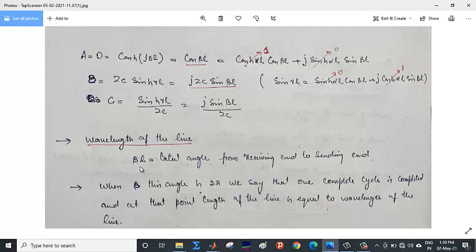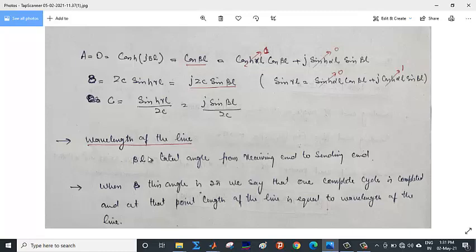So if this L increases in such a way that this total angle becomes 2 pi, because this angle is itself dependent upon the value of the length. Beta is constant. If L increases, this will also increase. So if it increases in such a way that at one point it becomes equal to 2 pi, in that case, this L may be called the wavelength of the line. When this angle is 2 pi, we say that one complete cycle is completed and L will be the wavelength of the line.